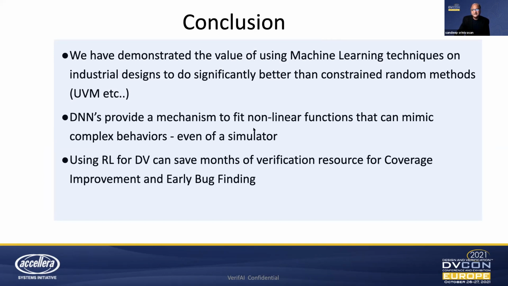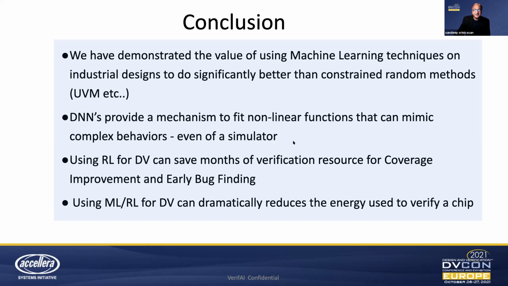Now, DNN provides a mechanism to fit any nonlinear function that can mimic extremely complex behaviors, perhaps even of a simulator. So using RL for DV, we believe can save months of verification resources for coverage improvement, early bug finding. And in addition, very importantly, can also dramatically reduce the energy used to verify a chip.